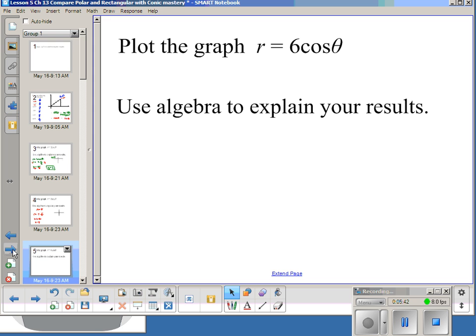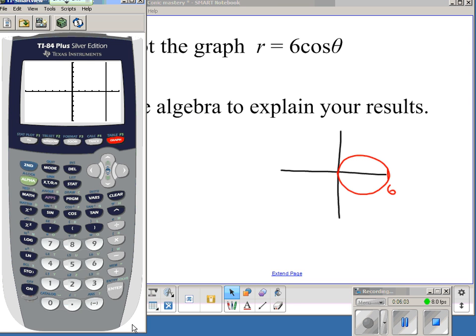R equals 6 cosine theta. So let's take a look at what that looks like. Now we did this investigation yesterday. You should be able to tell me already what it looks like without using your calculator, because we should know that is going to be a circle with a diameter of 6 and centered along the x-axis. Let's check it out and make sure that that is true.